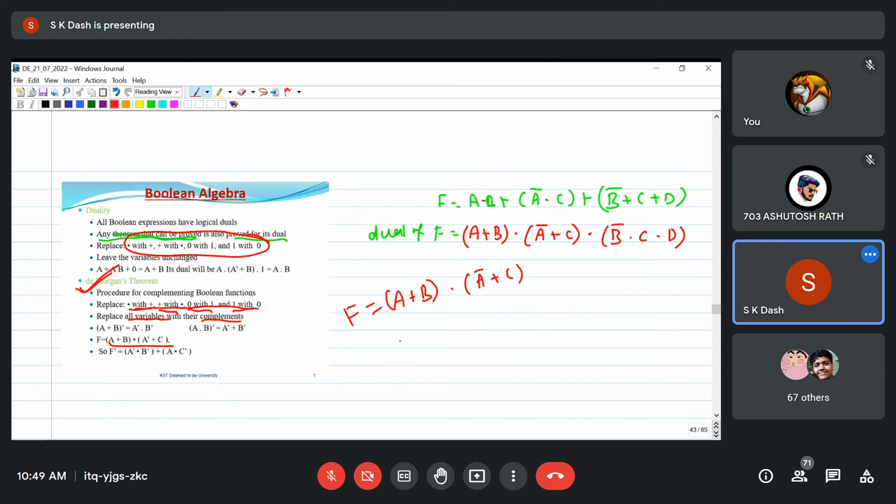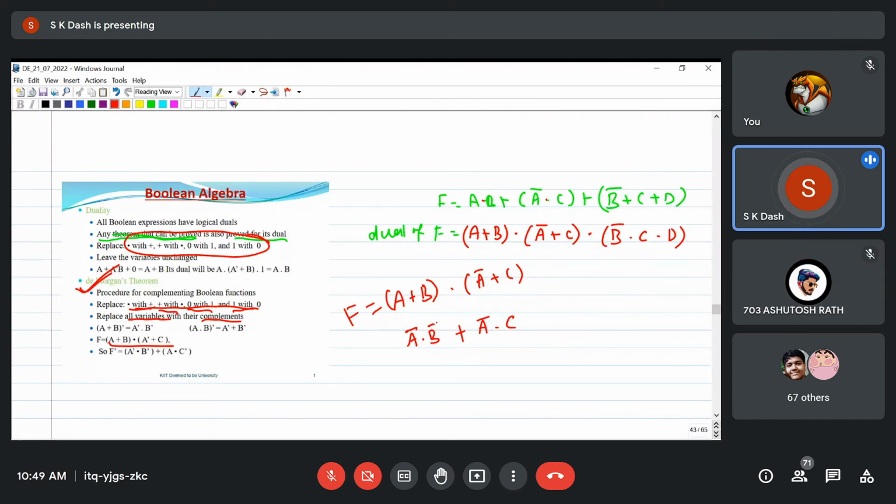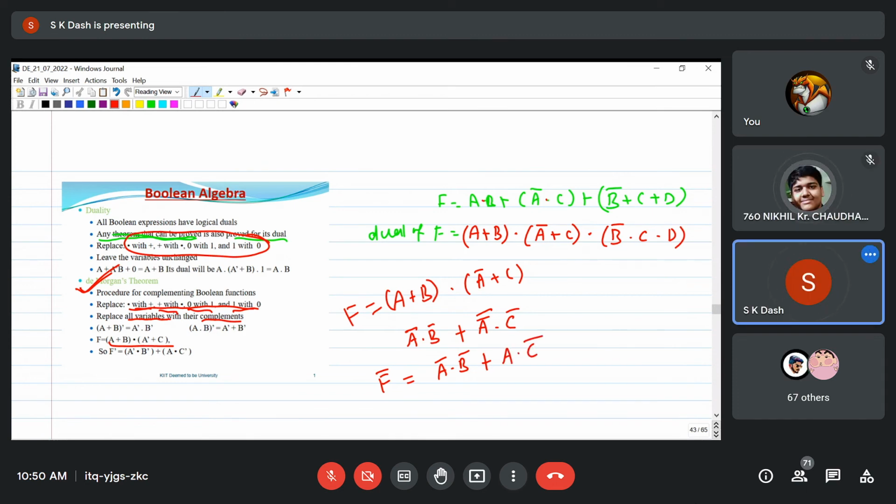What will the dual be? a plus b will be a dot b. This dot will be changed with plus. This will be a bar dot c. What is the next step? We need to replace each variable with its complement. This will be complement, this will be complement, this will be complement, this will be complement. So here it becomes double complement. Double complements cancel each other. So the complement of f will be a bar dot b bar plus a dot c.